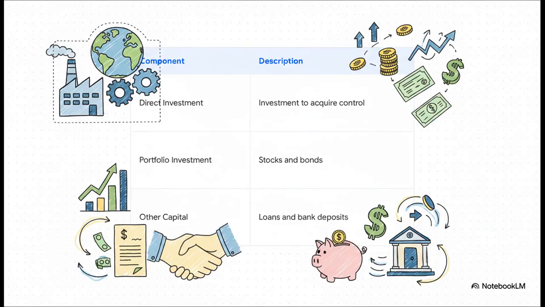It's mostly broken down into these three categories. You've got foreign direct investment, or FDI. That's for big, lasting investments, like building that factory. Then there's portfolio investment, which is more about buying financial assets like stocks and bonds where you don't really have direct control. And finally, other investments covers things like international loans and even bank deposits.